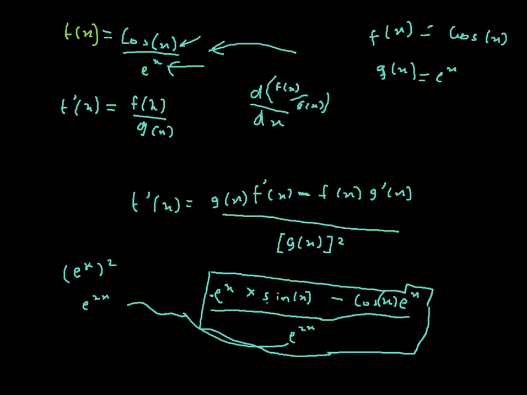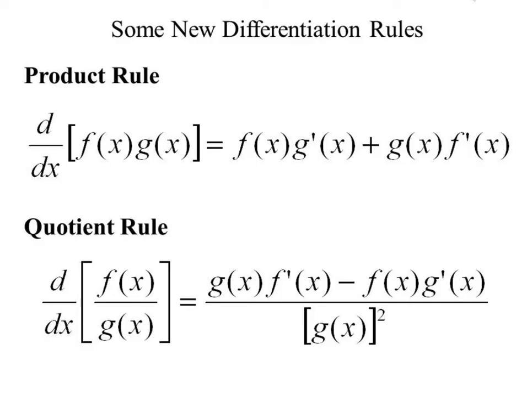So this is the derivative of the function t of x, where t of x is cos of x divided by e raised to x. If you want to memorize this, you can take a screenshot of this page right here. So this is the product rule and this is the quotient rule. Just take a screenshot of this, and in the next video we'll talk about the chain rule.